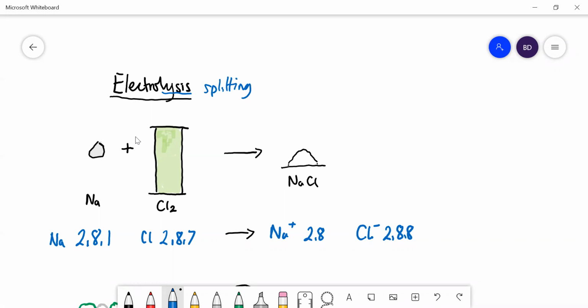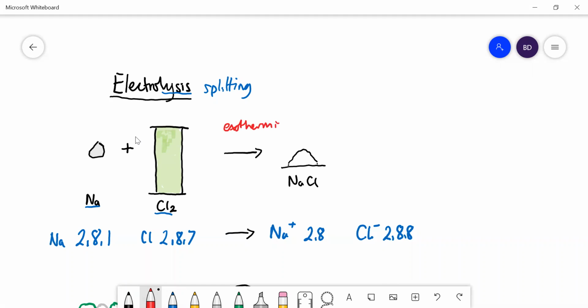Okay, so if we think of sodium chloride, sodium will react with chlorine gas. So sodium metal, heated up, will react with chlorine gas, very exothermic, and you will get solid sodium chloride produced.